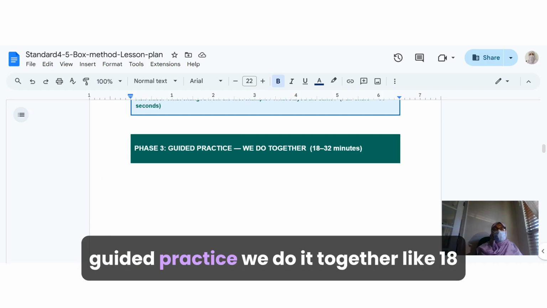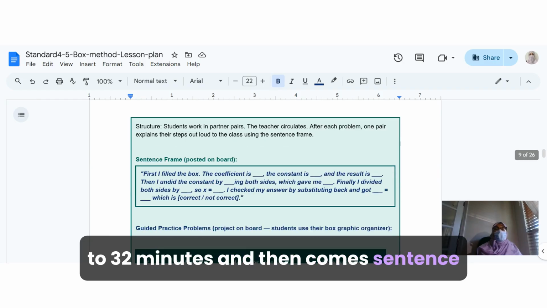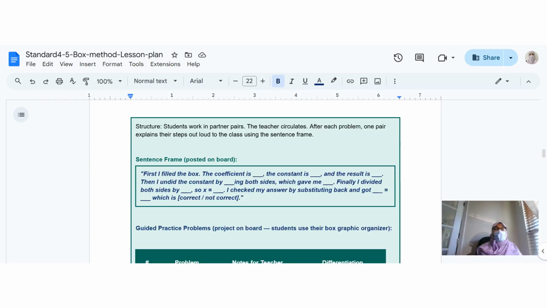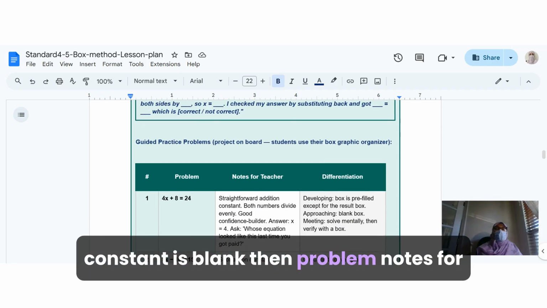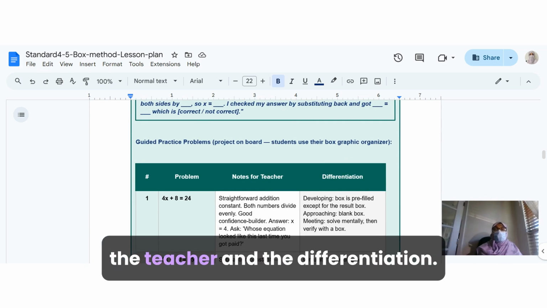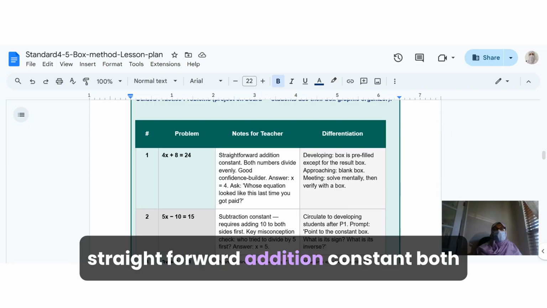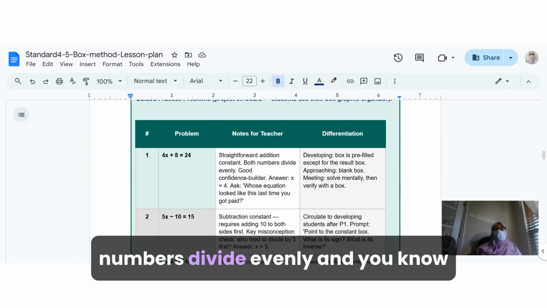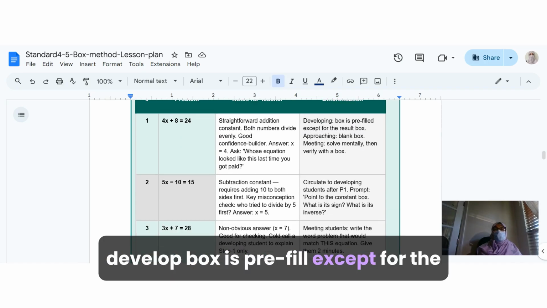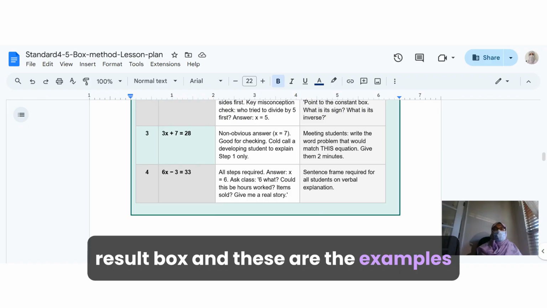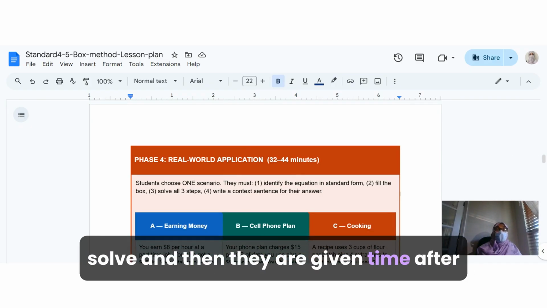And guided practice, we do together, like 18 to 32 minutes. And then comes the sentence frame posted on the board. First fill the box: the coefficient is blank, the constant is blank. Then the problem, notes for the teacher, and the differentiation. So here you could see the problem: straightforward addition, constant, both numbers divide evenly, and developing box is pre-filled except for the result box. And these are the examples given, and they will solve. First the teacher will solve, and then they are given time.